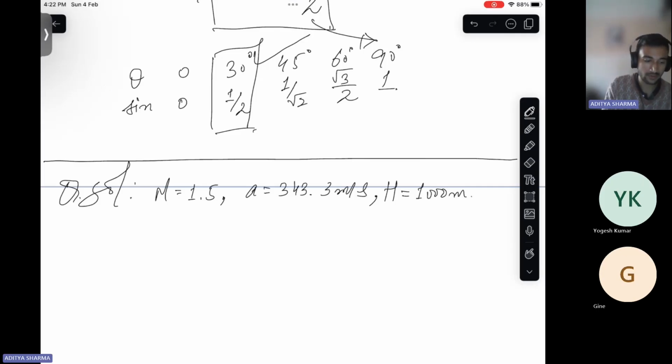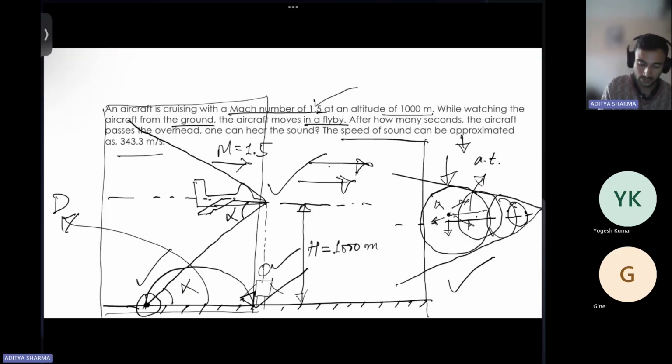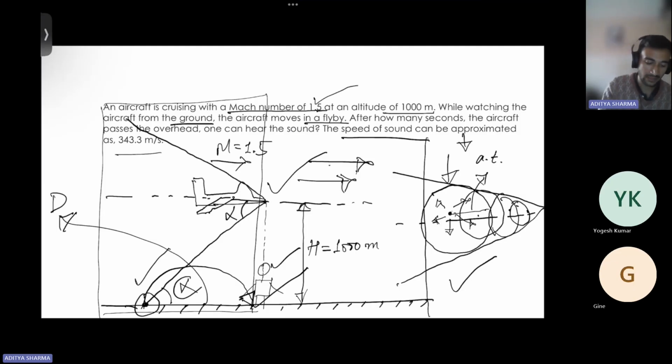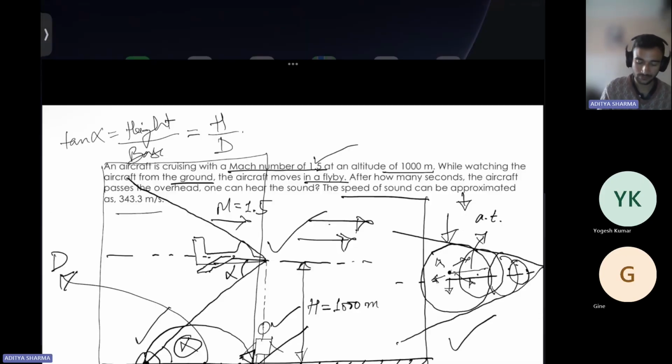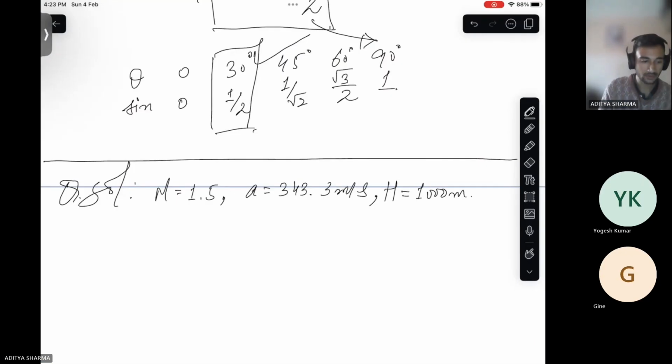Then we don't have this Mach cone angle, because if you see our diagram, how can we find out d? If somehow we know this alpha, we know tan is equal to height by base. Height here is h and base is d. So the distance d can be found with this.